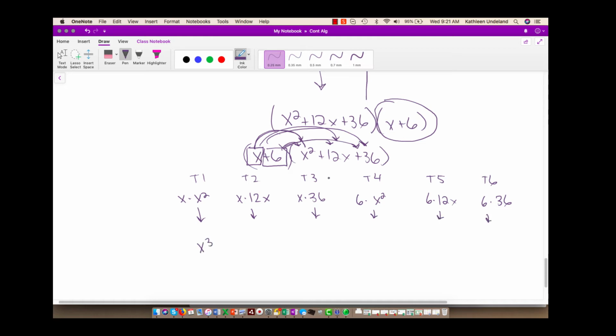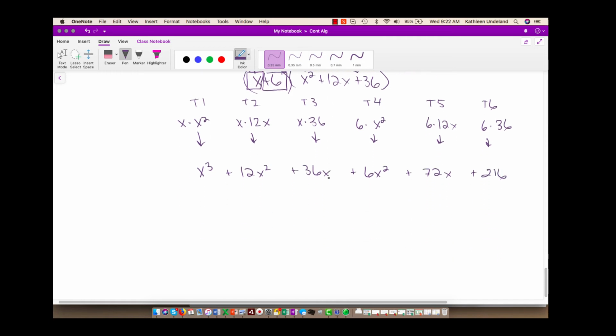I've got x cubed, a positive 12x squared, positive 36x, positive 6x squared. That's something going for this problem. It's all positives, plus 72x, plus 36 times 6. Calculator. 216.